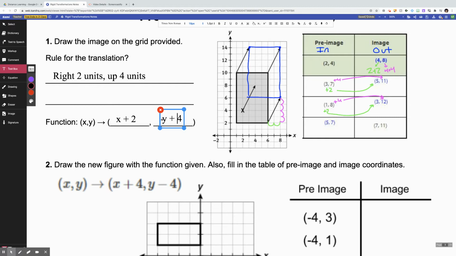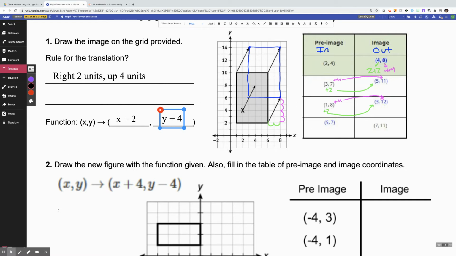I'm doing 4 units up. Okay, if it was 2 units to the left, then I would have put x minus 2. Right? If it was 4 units down, I would have put y minus 4. Okay, so that kind of combines a lot of these ideas for translations.